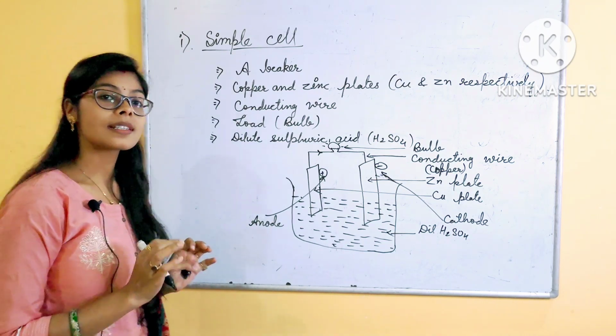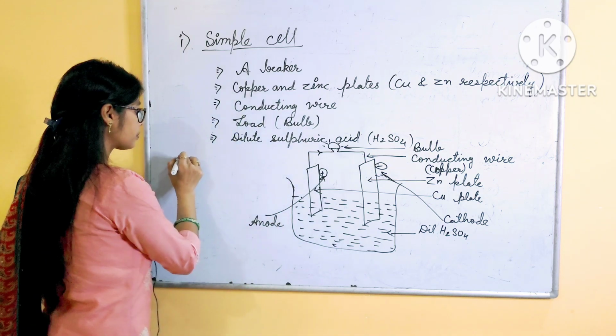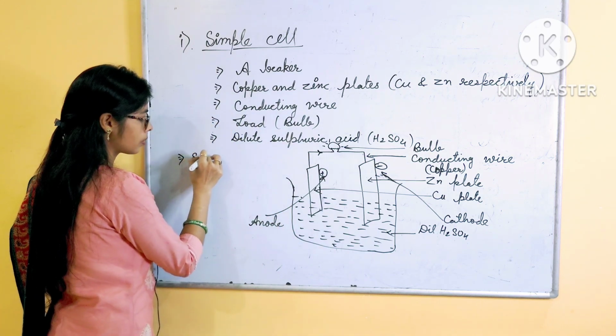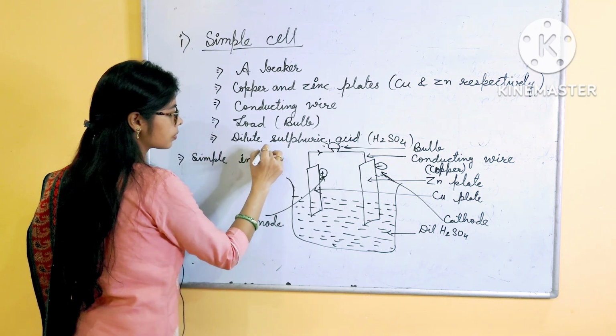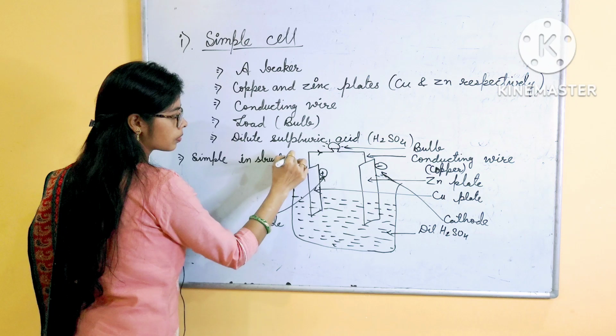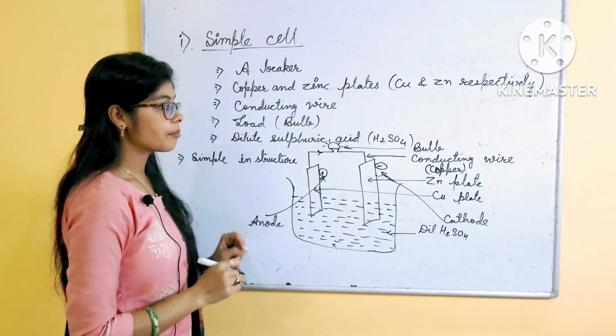Simple cell is known as simple cell because of its very simple structure. Simple in structure. That's why we consider it as simple cell.